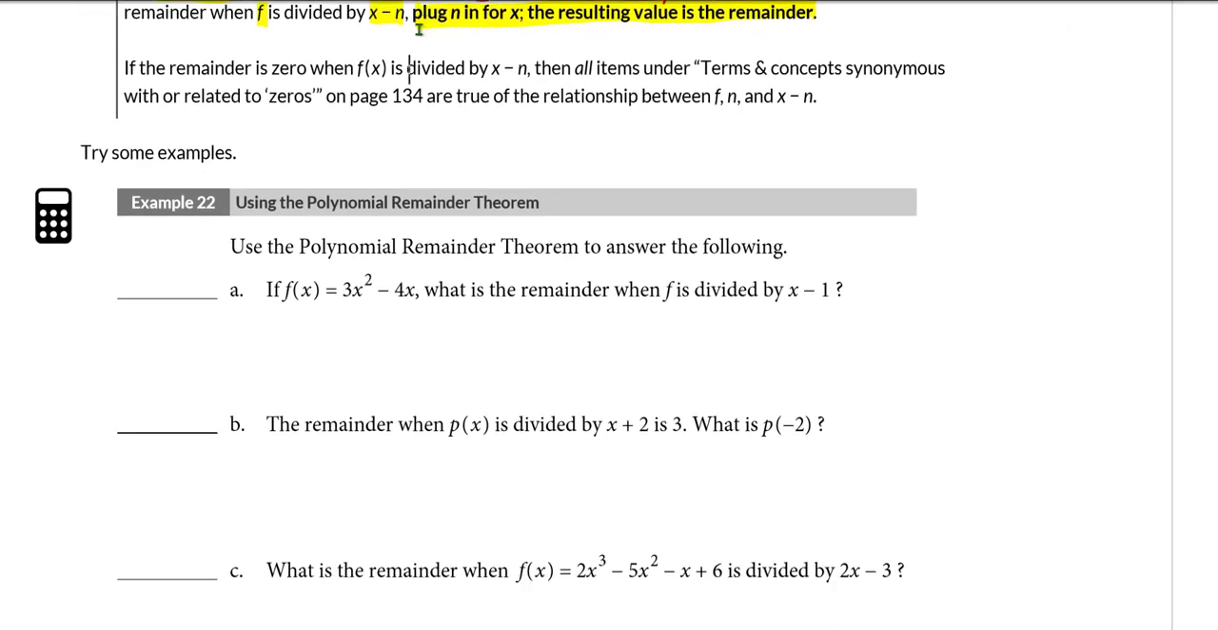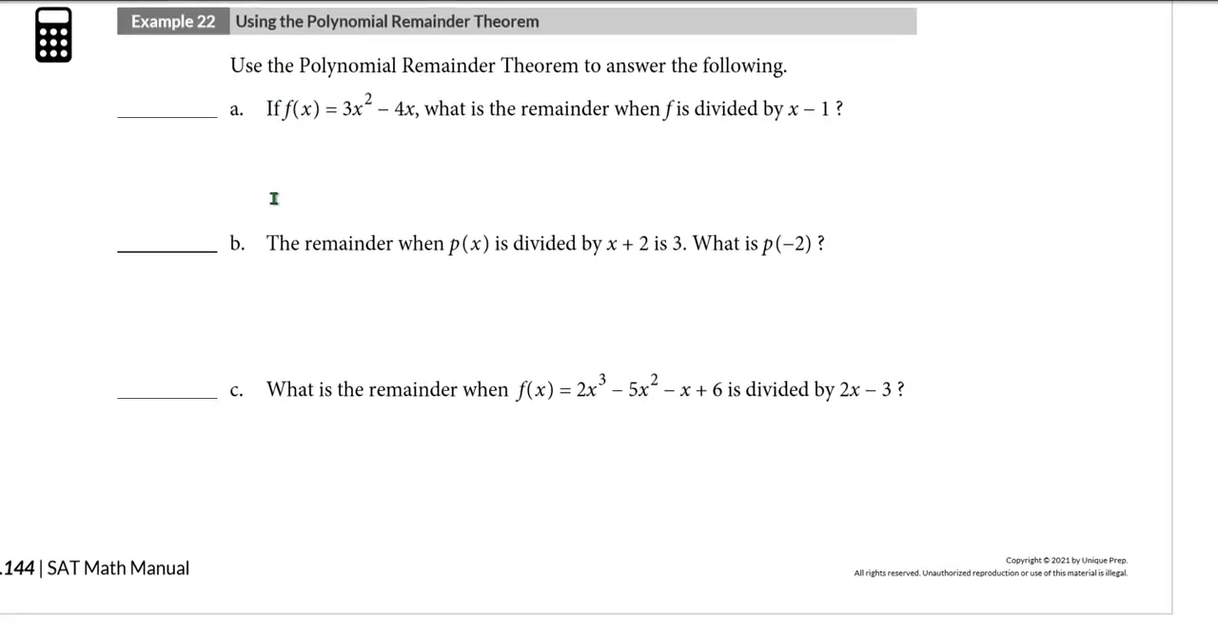So, in number 22, we have a few examples on which we're going to use the polynomial remainder theorem. If you are feeling bold and would like to do this on your own, go to it. I'm going to work through these right now. So, 22a, we get f of x, a quadratic function. What is the remainder when f is divided by x minus 1?